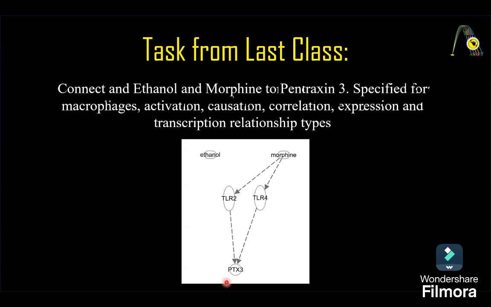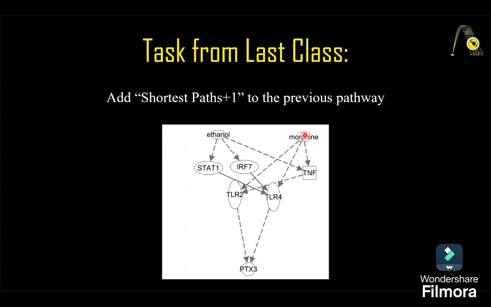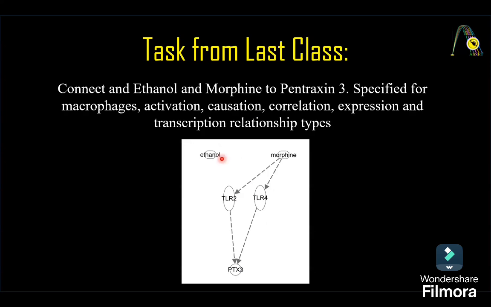So the shortest paths would have produced something that looks like this. Morphine has a connection with pentraxin 3. The intermediary nodes are TLR2 and TLR4. Ethanol has no connection with pentraxin 3. I also asked you then to add the shortest paths plus one. If you had gone ahead and added the shortest paths plus one, you would have gotten something that looks like this. With the shortest paths plus one, ethanol does indeed have a connection with pentraxin 3, but the shortest paths did not have any connection with pentraxin 3.